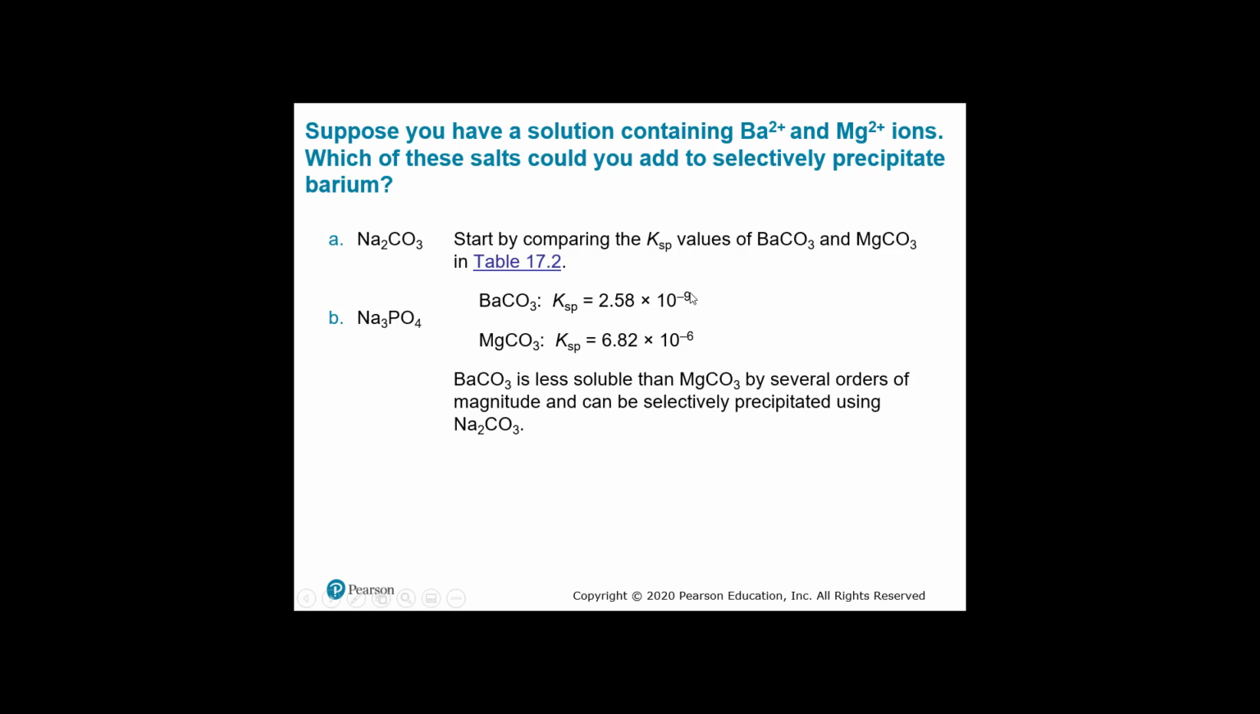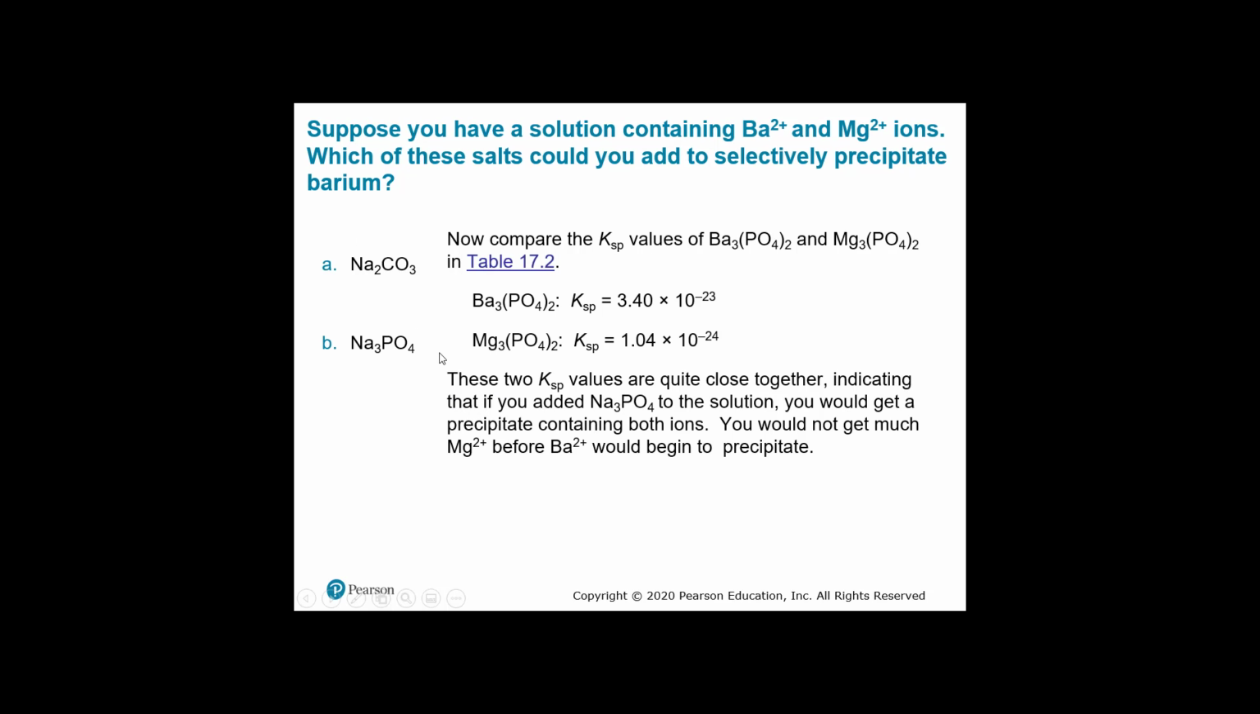So we need something that would be able to selectively precipitate it out. Barium carbonate has a KSP of 2.58 times 10 to the negative 9. Magnesium carbonate is 6.82 times 10 to the negative 6. So it says right here, barium carbonate is less soluble by several orders of magnitude, because this is a big difference. So we can use that to selectively precipitate using sodium carbonate. So barium carbonate is the one that we want to use for this situation. So let's take the next one.